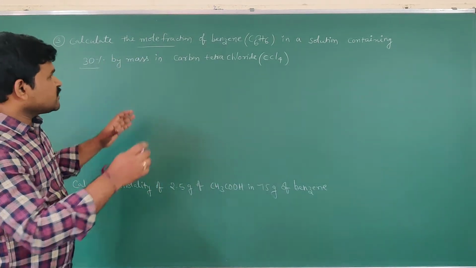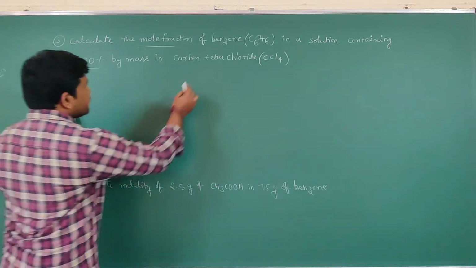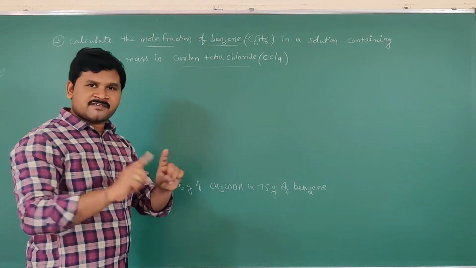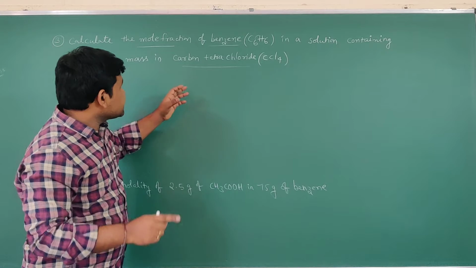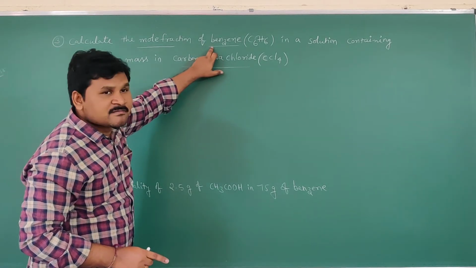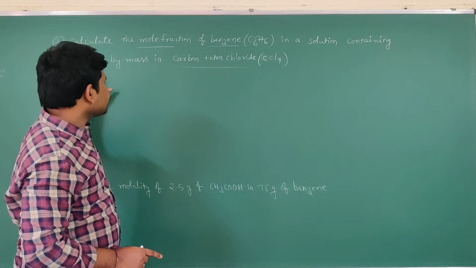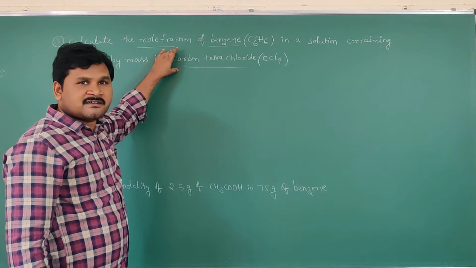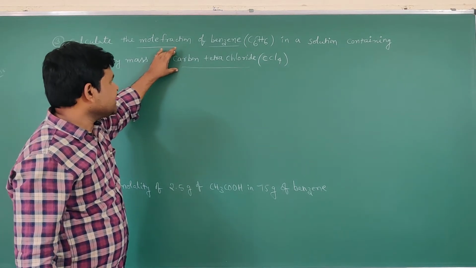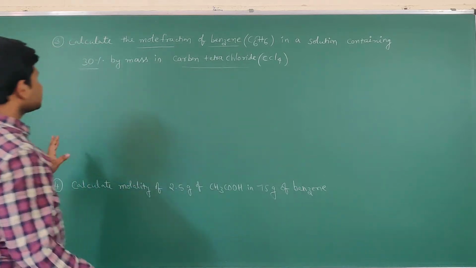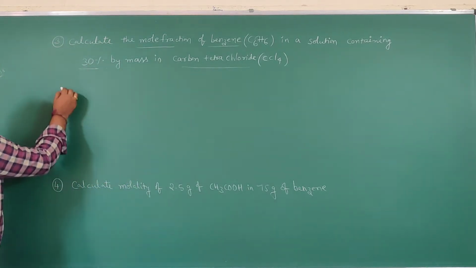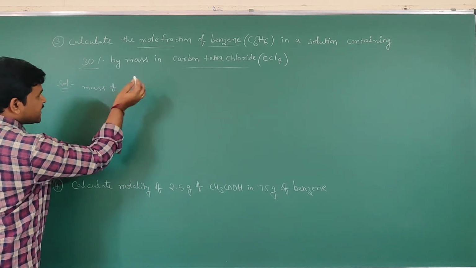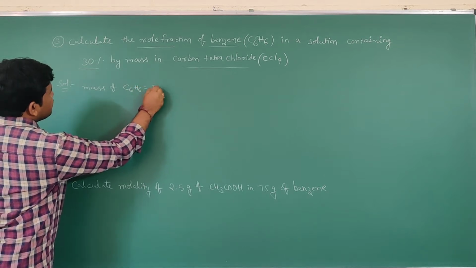Similarly, here in a solution we have two components. One is benzene, another one is carbon tetrachloride. So by mixing benzene and carbon tetrachloride, we will get a solution, no doubt at all. In this, what is the contribution of benzene? The contribution of benzene is 30%. What is the rest of the percentage? The rest is carbon tetrachloride, that is 70%. First, we have to write the data. So, according to the question, mass of benzene or weight of benzene is equal to 30 grams.